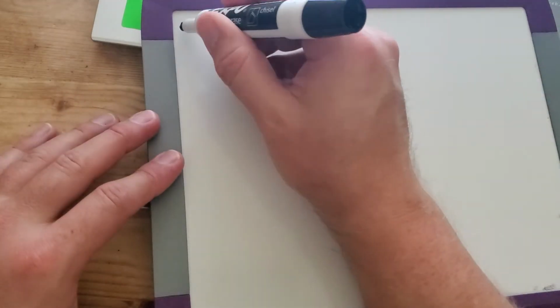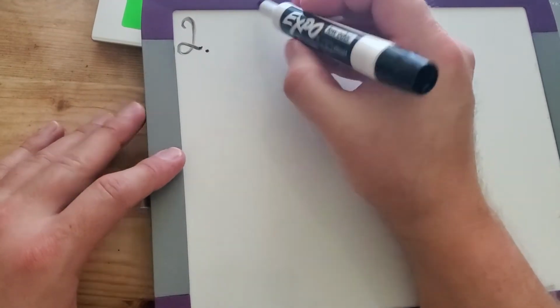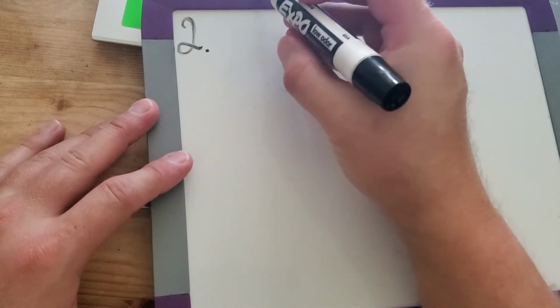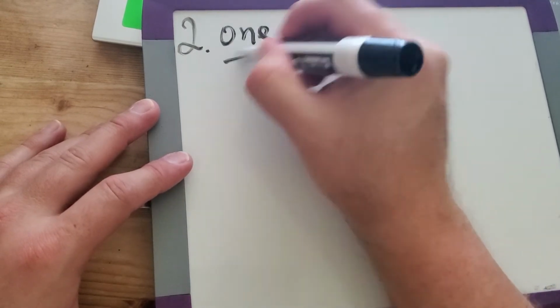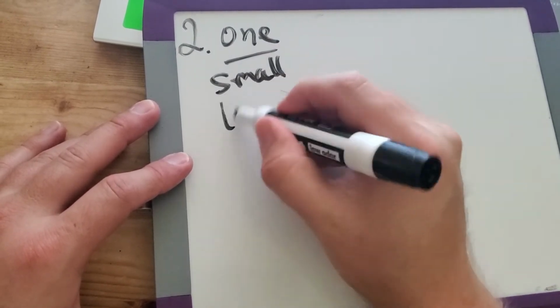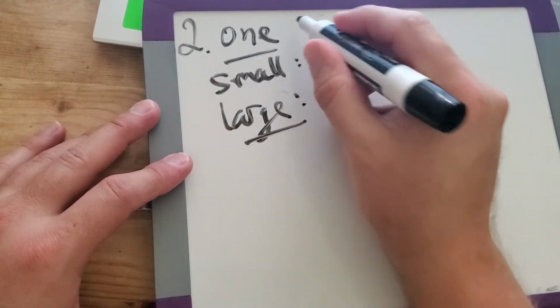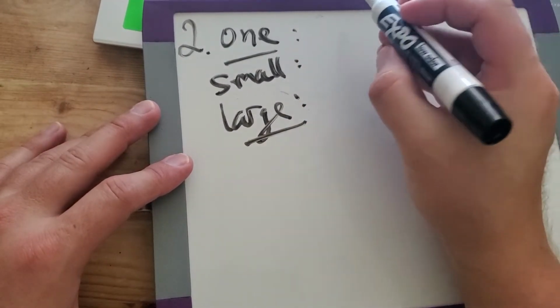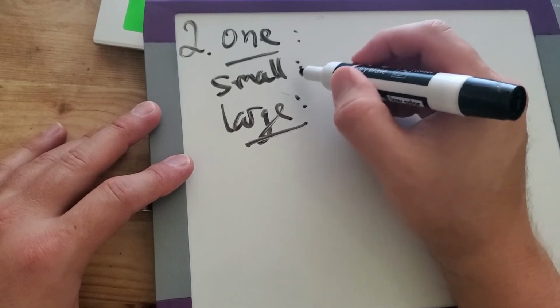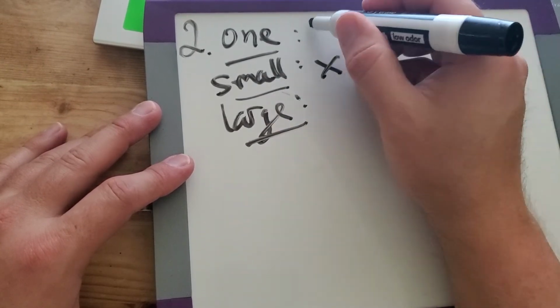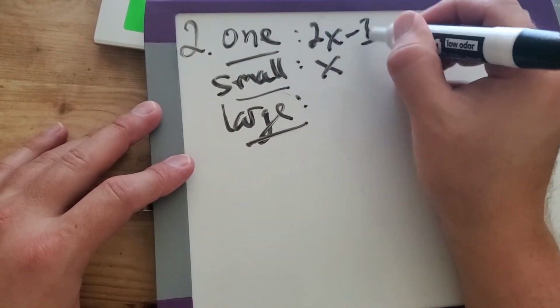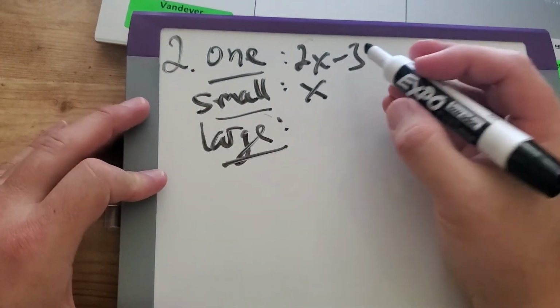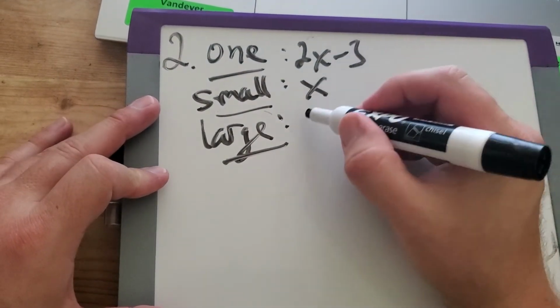Let me see. Oh, then we got our beautiful word problems. So let's see. We got one side, smallest side, largest side. So 1, small, large. They're angles. One side is 3 less than twice the smallest. So I got to give the smallest a name. And then the one side is 3 less than twice. And the largest is 5 more than 3 times.